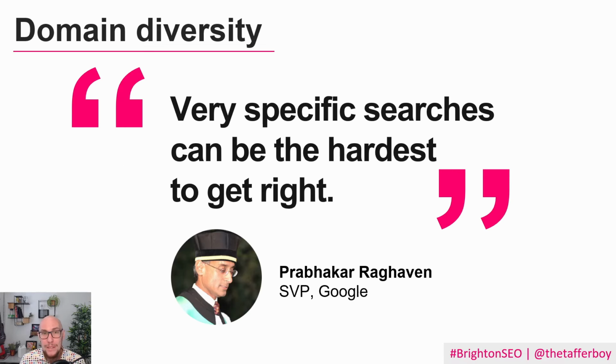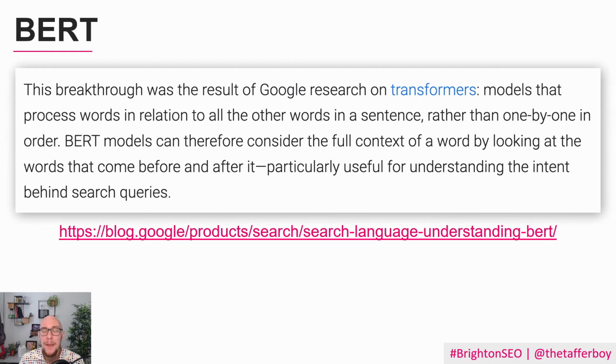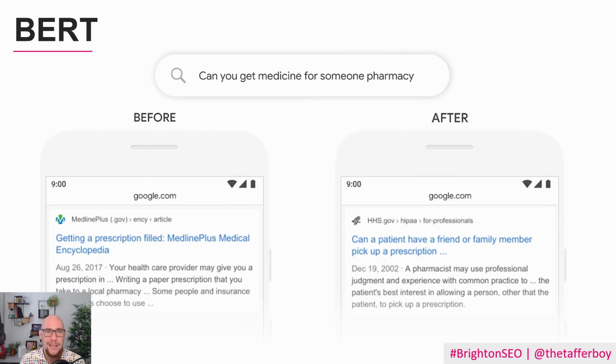However, Google has always told us that these very specific searches can be the hardest to get right. And they made a big breakthrough at this in October 2019 with BERT. Now BERT has loads written about it. If you haven't heard of it, it's essentially Google got much better at understanding the nuance of queries, so the importance of little connecting words, especially that we take for granted as humans. So the example they give is, can you get medicine for someone, pharmacy? As a human, it's very obvious that that query is asking if you can get medicine for someone else, but Google didn't used to understand that.